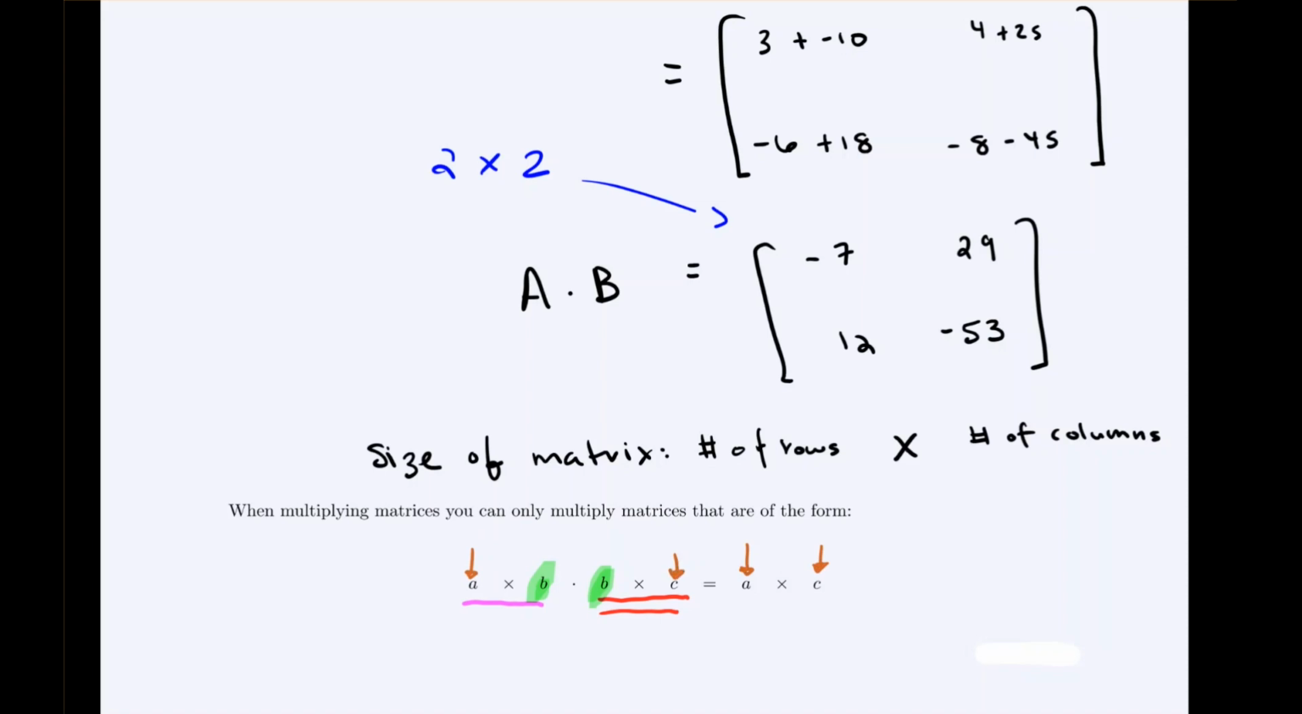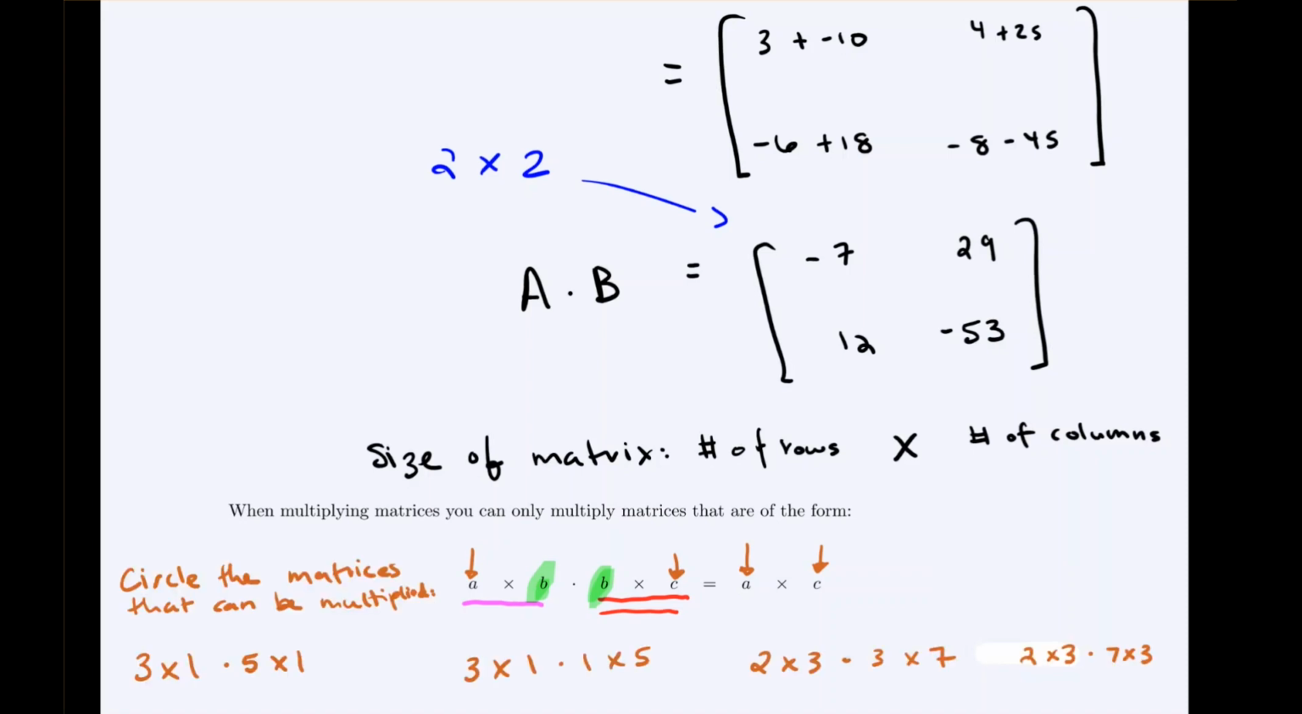So let's use this to identify if we can multiply certain size matrices. So here we have 4 possible matrix multiplications. And take a moment to identify which of these fits our rule here, that only these type of matrices can be multiplied. And I recommend you pause the video, inspect these, and then circle the ones that can be multiplied by our matrix multiplication rule. And then unpause to check your work.